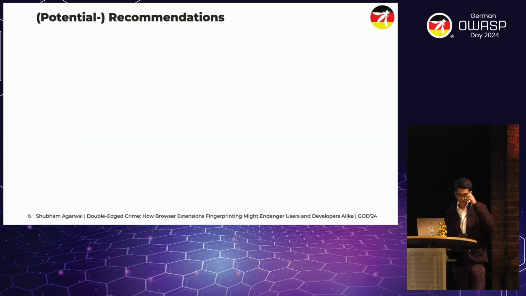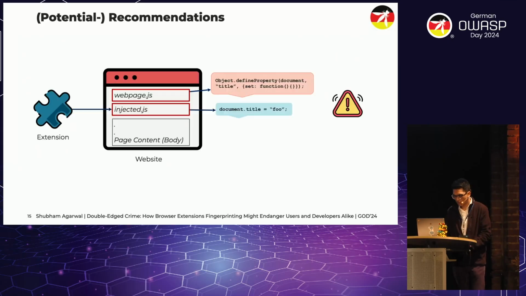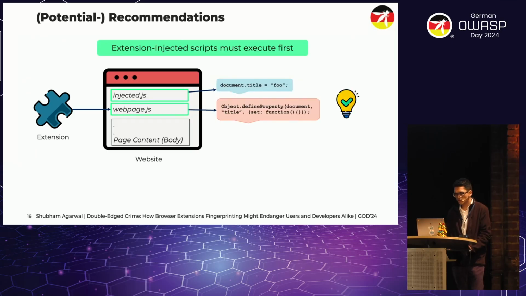Okay, so we have a problem. Can we do something about this? Not concretely because it's an architectural problem, but we can still provide a set of guidelines for existing extension developers or new ones. If we look at the problem, the crux is that the injected.js in this case executes after the web page. Can we do something about it? Can we flip this order?